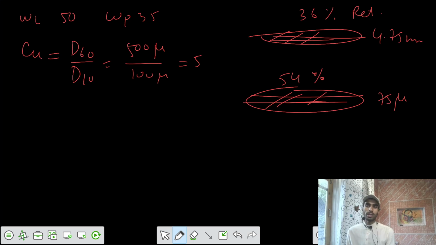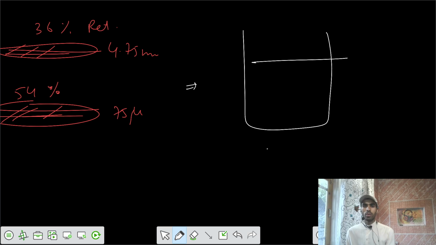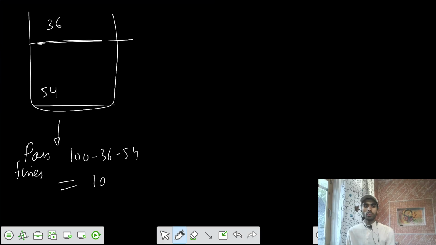54% retained on that 75 micron. And from the solution now, from this data we can say, you have the Cu, you have one more Cu, and what is the retained percent? That is 36%. And what is the retained percent? 54%. And what is the passing percentage? What is the percentage fineness? What is the passing percentage? Is that 100 minus 36 minus 54? Is that 50, 30, 90, 10? Is that 10%? Now from that, first step is that.